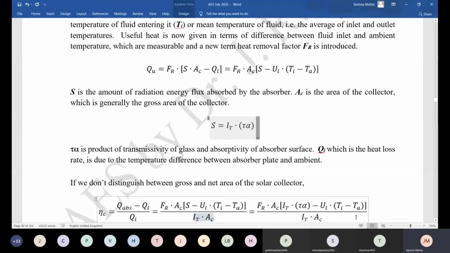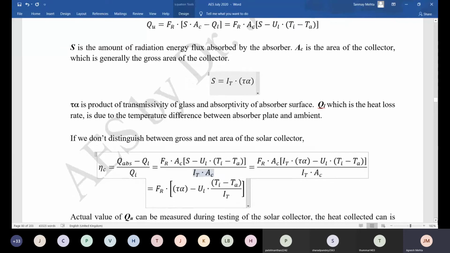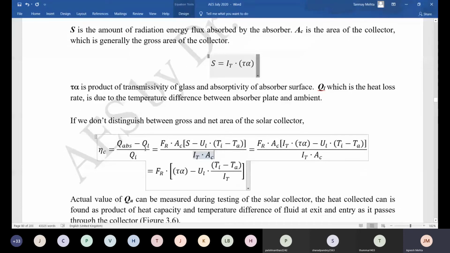we put this in the formula for the efficiency. So Q absorb minus QL upon QI. So this Q absorb minus QL is given by this portion, that is FR into AC into bracket S minus UL into TI minus TA. And how much is the energy which is falling on the collector, QI? It is equal to IT into AC, right? Area of the collector. So if it is, let's say, 900 watt per meter square into area, let's say, 2, so it is 1800 watt. That's the input energy. Okay.